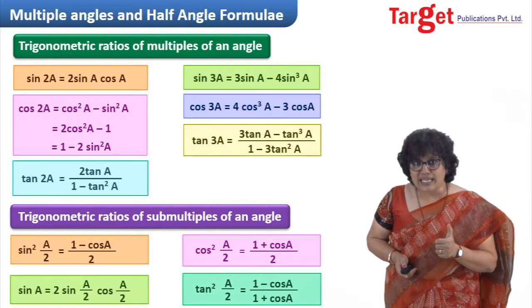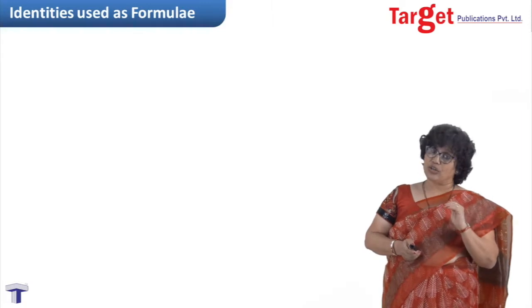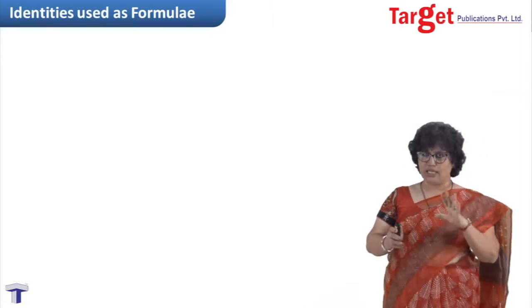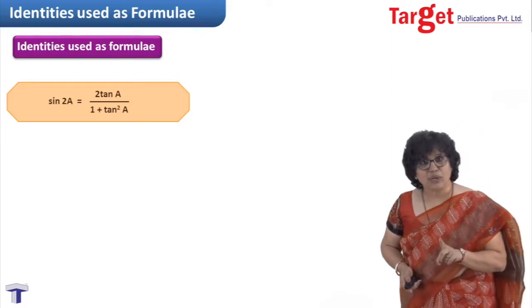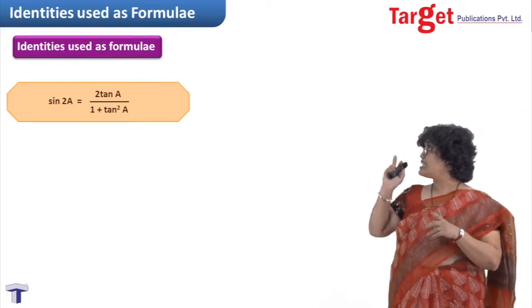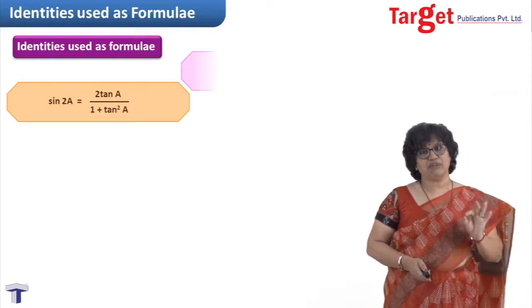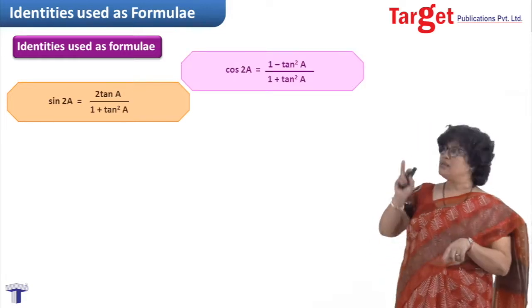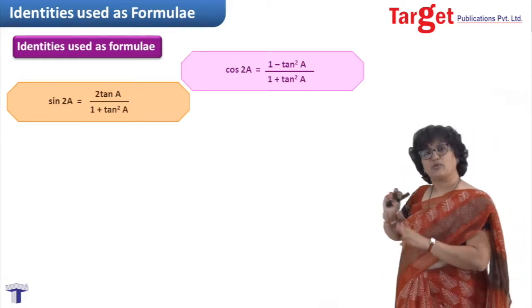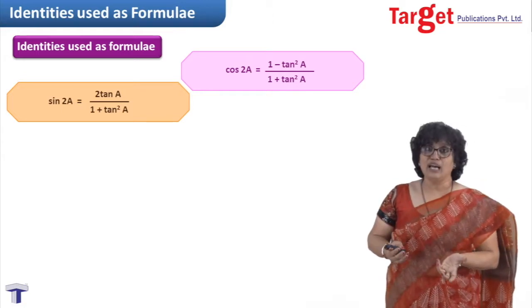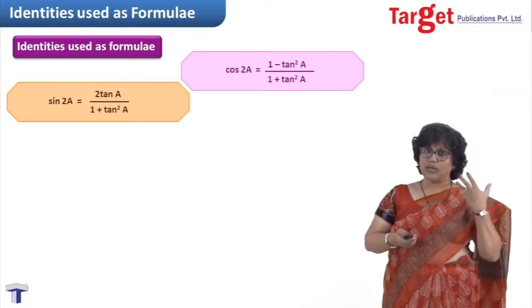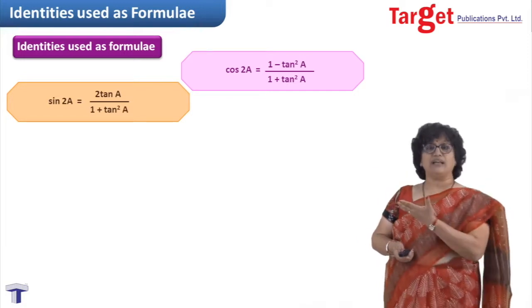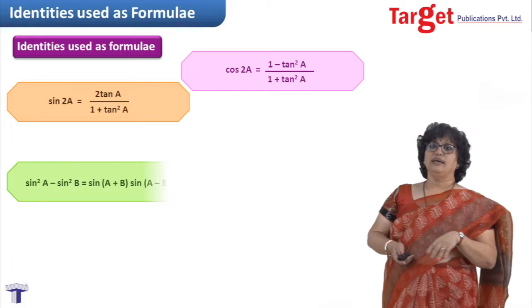Now, let me take some identities which you can take as formulae. The first one is sine 2A and cos 2A in terms of tan A. Sine 2A is 2 tan A upon 1 plus tan square A. And cos 2A is 1 minus tan square A upon 1 plus tan square A. These identities have now become formulae. Everyone uses them as formulae only. So, from the examination point of view, it is better you also remember them as formulae.